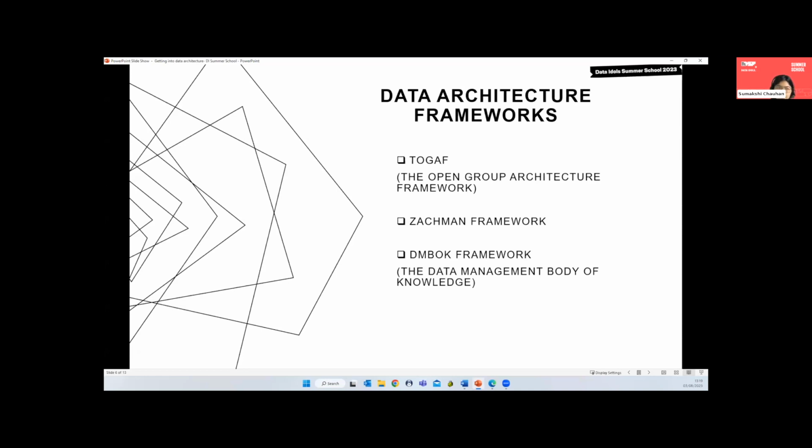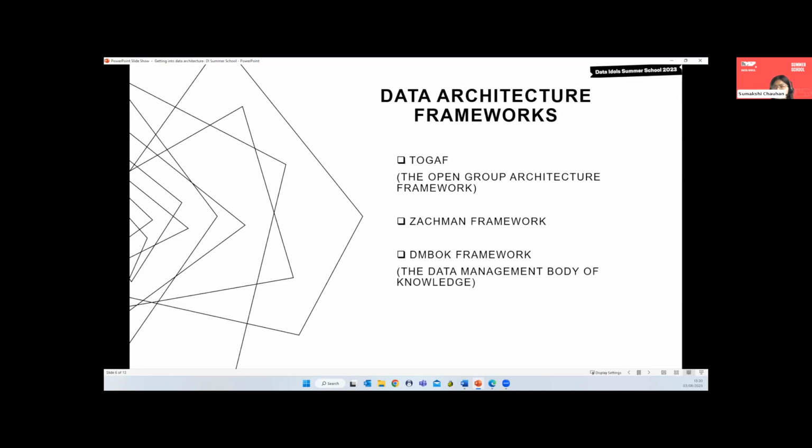The first one is TOGAF, which is the Open Group Architecture Framework. I would like to mention that this is not just limited to data architecture, but it is a very generic, comprehensive framework used for enterprise architecture. It consists of various phases, such as architecture vision, business, data, application, and technology architecture. So it has various phases and components in it. The sole purpose of the TOGAF framework is to promote standardization and enhance decision making by providing a clear roadmap for the projects.